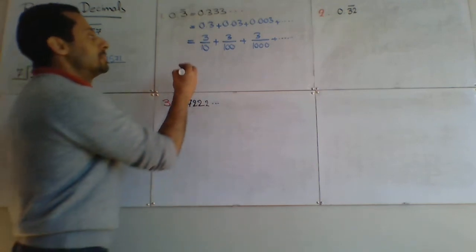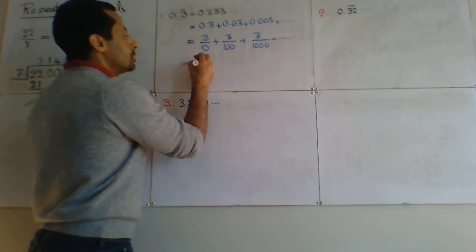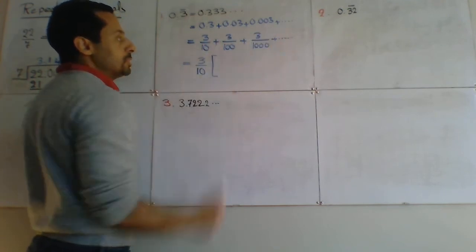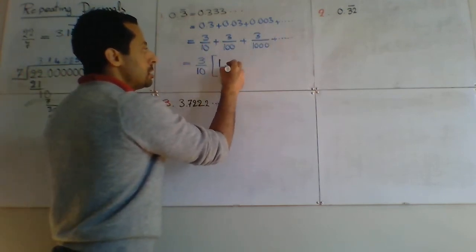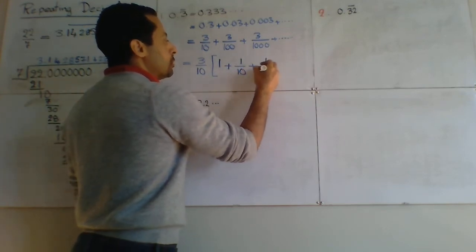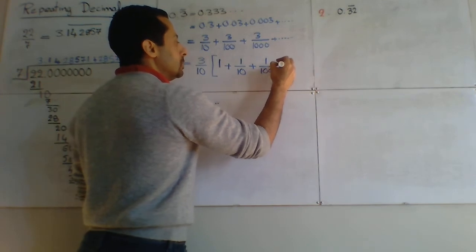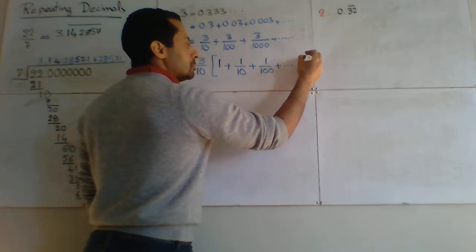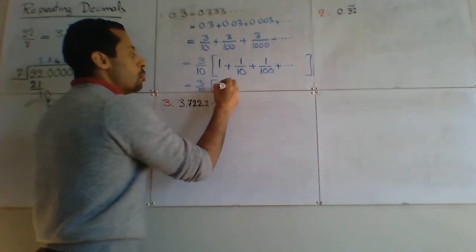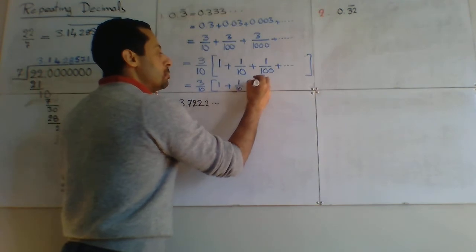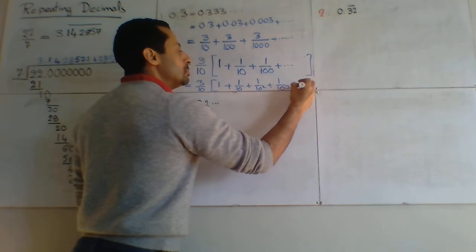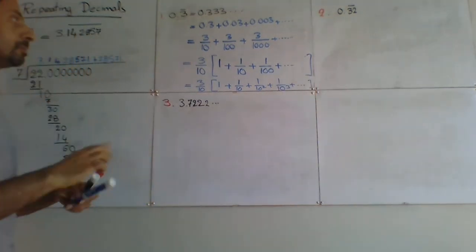So not only is it an infinite series, it's a geometric series. Why? Because you can factor out the first term from the whole series. Then you're left with 1 plus 1 over 10 plus 1 over 100, etc. So this is 3 over 10 times 1 plus 1 over 10 plus 1 over 10 squared plus 1 over 10 cubed, a geometric series.